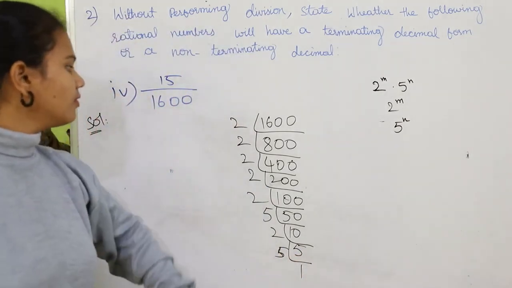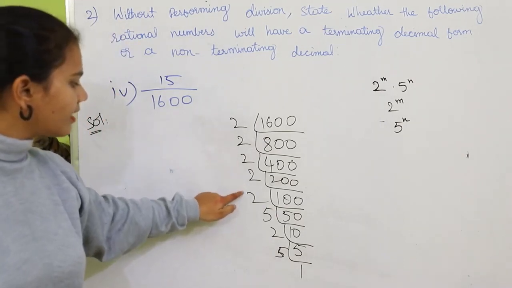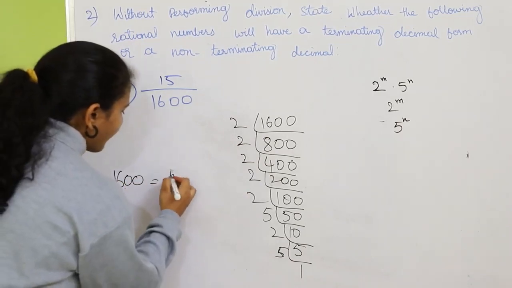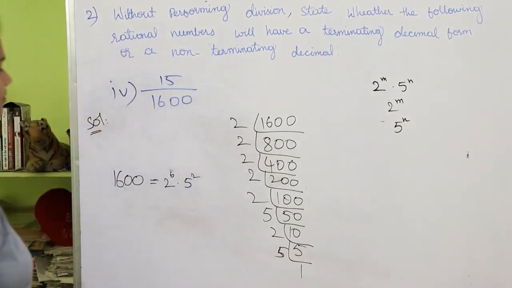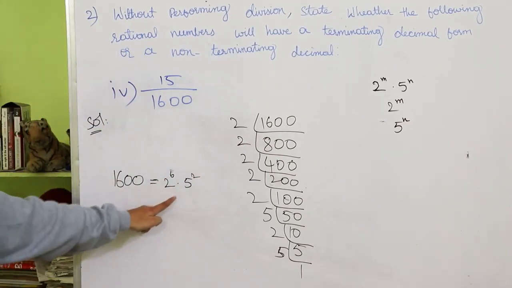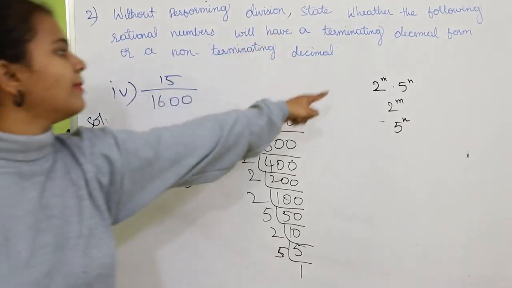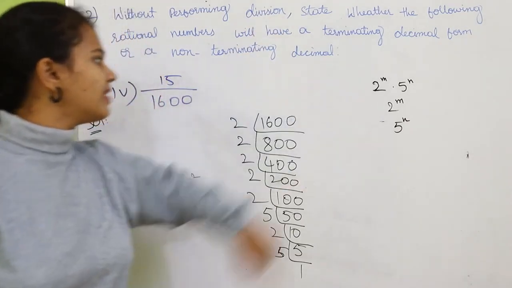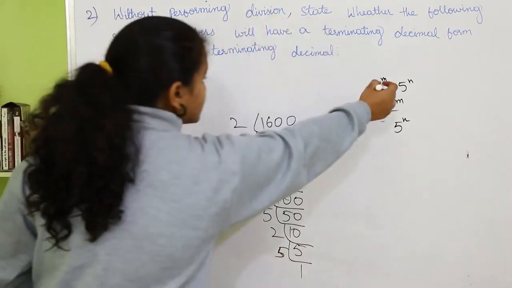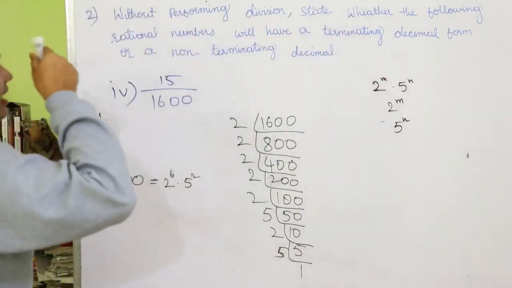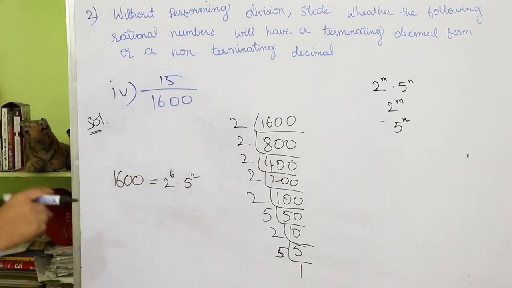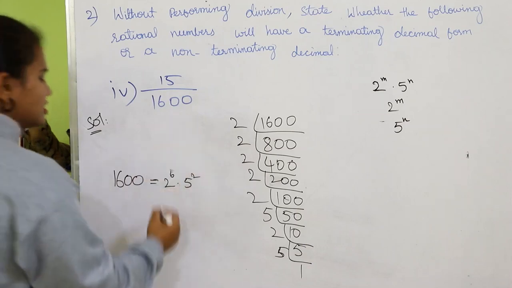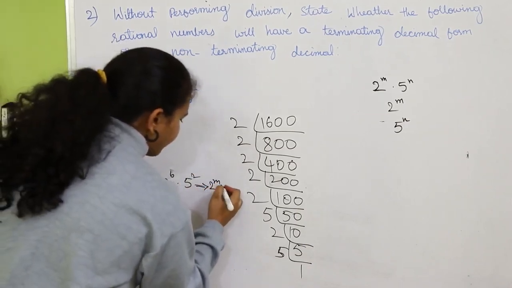I reached 1. Now here what you count? 1, 2, 3, 4, 5, 6. And here I have what? 1600 equal to 2 power 6 into 5 power 2, where this is in the form of 2 power m into 5 power n. Is it correct? Yes. Where m value can be 6 and n value will be 2. So this is in the form of 2 power m into 5 power n.